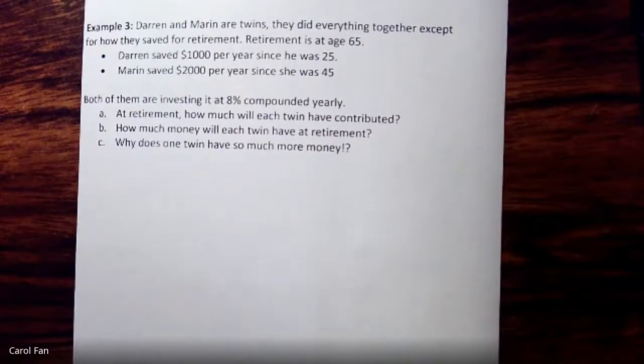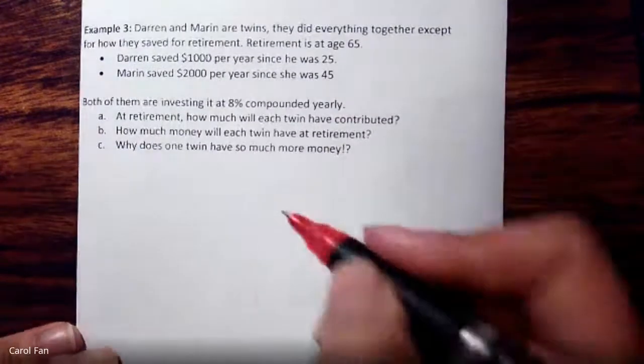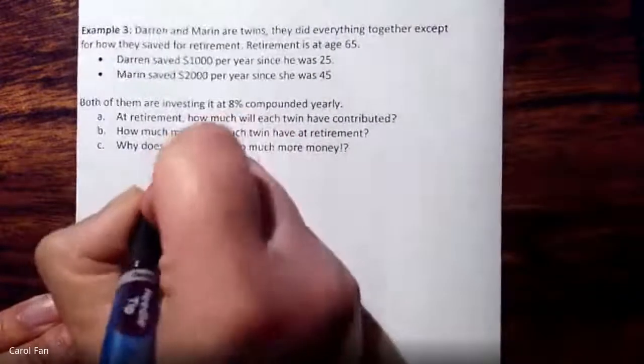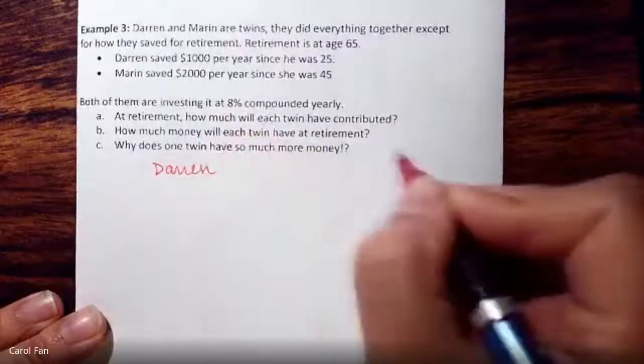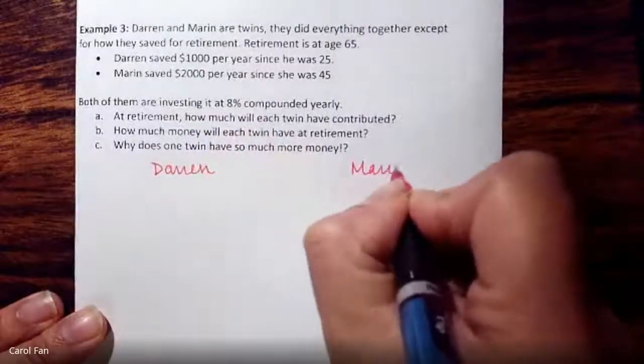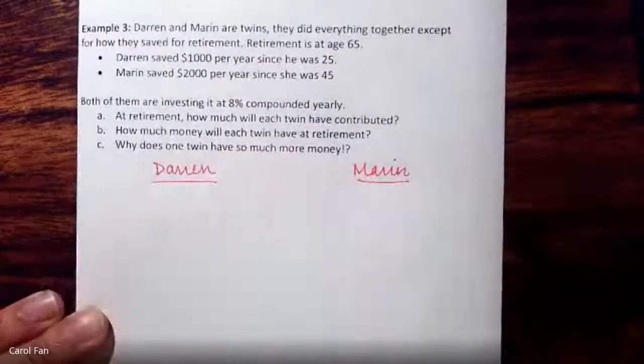So, 3 questions. At retirement, how much did each twin contribute? Part B, how much money will each twin have at retirement? And part C, why does one twin have so much more money? Since we're doing a comparison, I'm going to separate my paper into 2 halves, one side for Darren and one side for Marin.